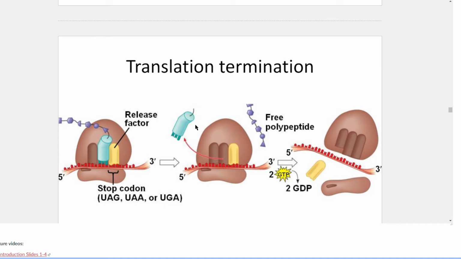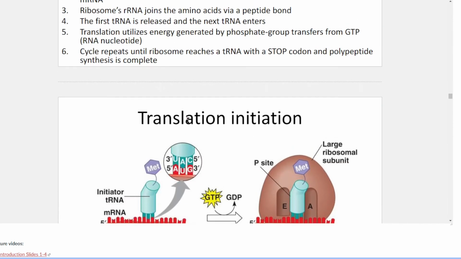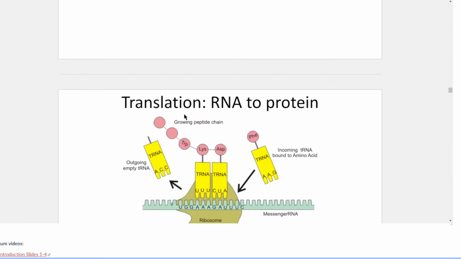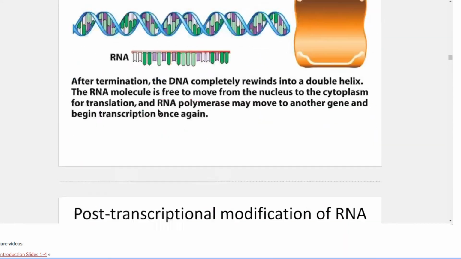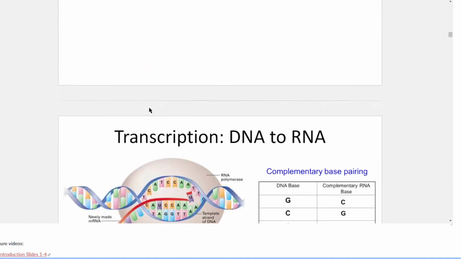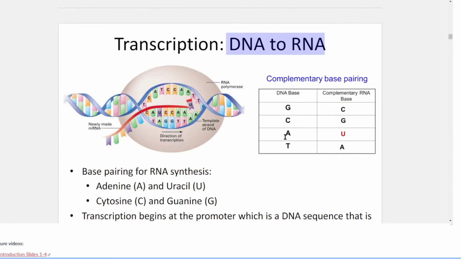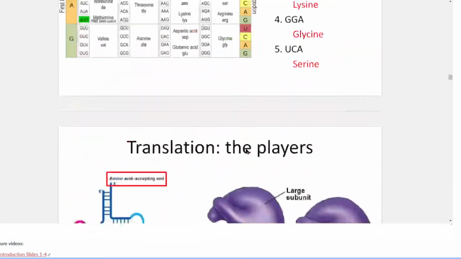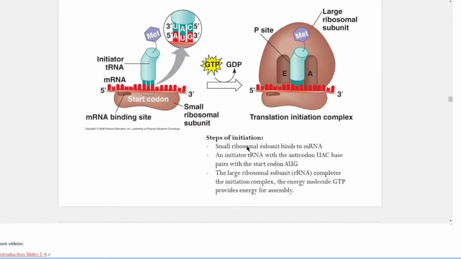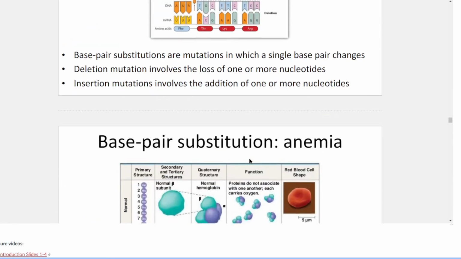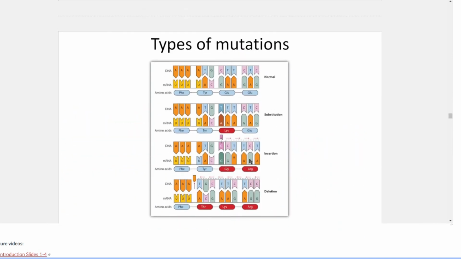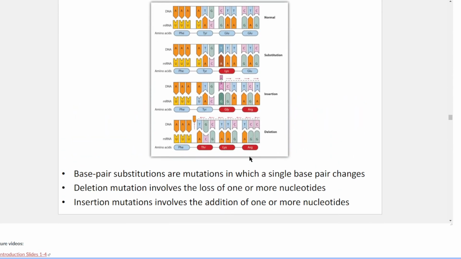And what is translation for again? Translation is from RNA to protein. Transcription is DNA to RNA. So it goes DNA, RNA, protein? Yes. And it goes transcription, then translation? Yes, transcription and translation. Just remember that C comes before L.